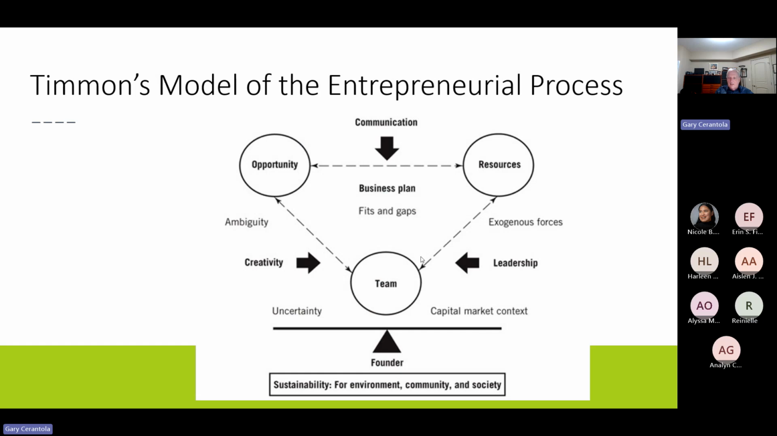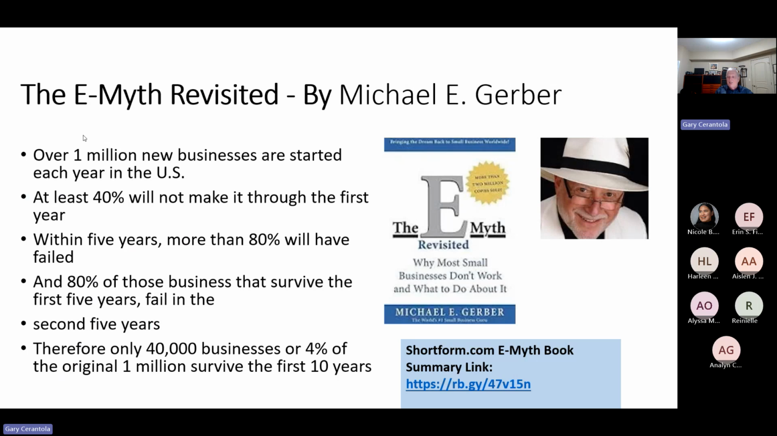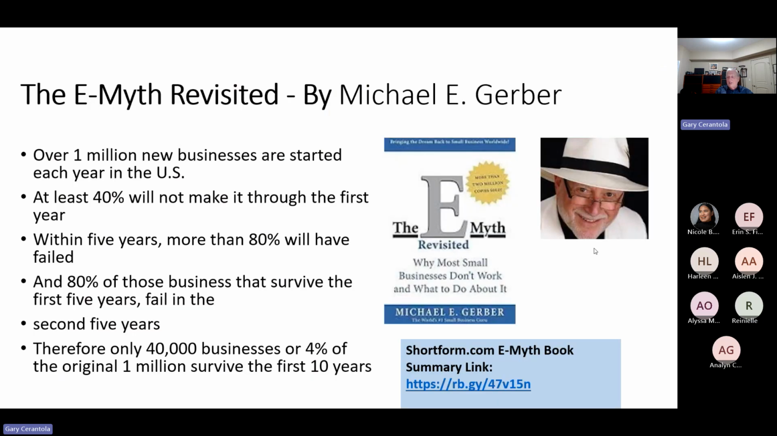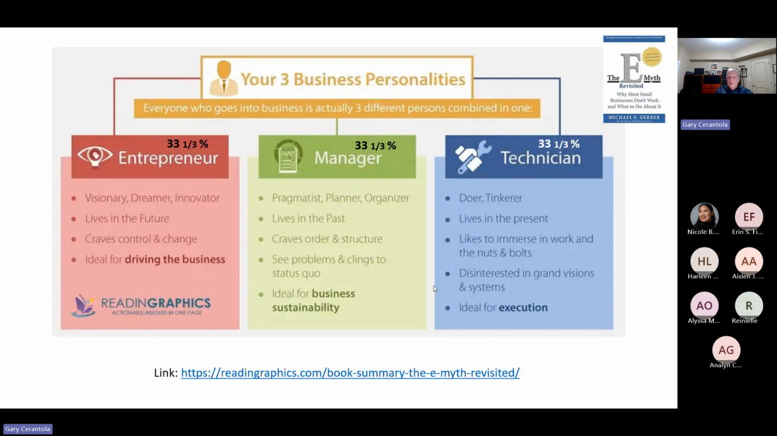Okay, not going to talk about that. Timon's model of entrepreneurship process. I'm not going to talk about that too much. Here's my hero again. I strongly recommend that you read this. And here's just a little bit about Michael Gerber. And here's what the piece is.